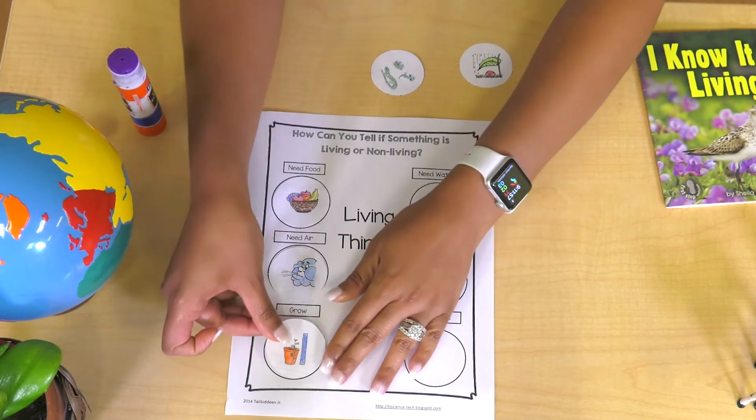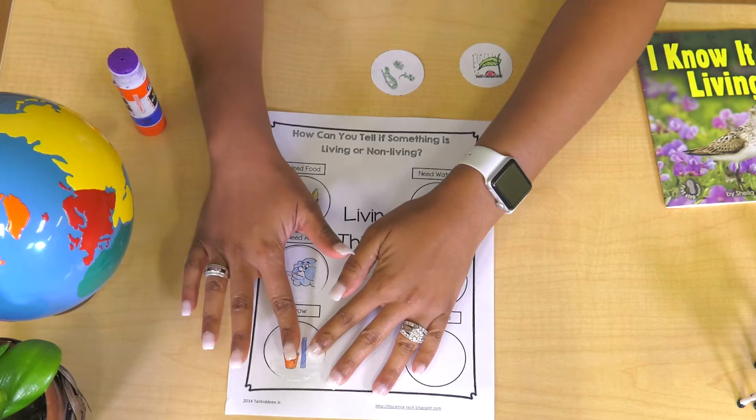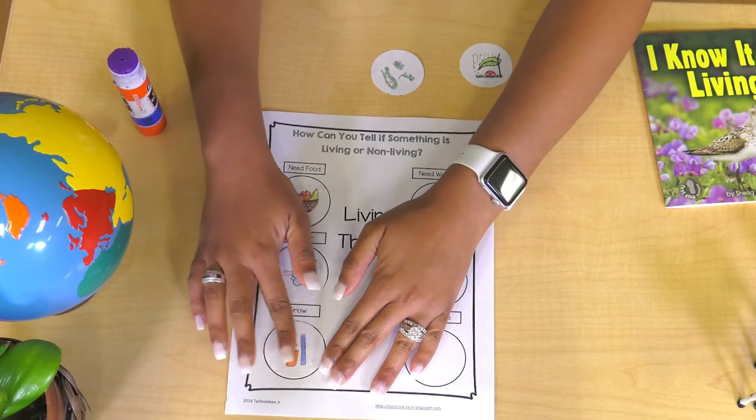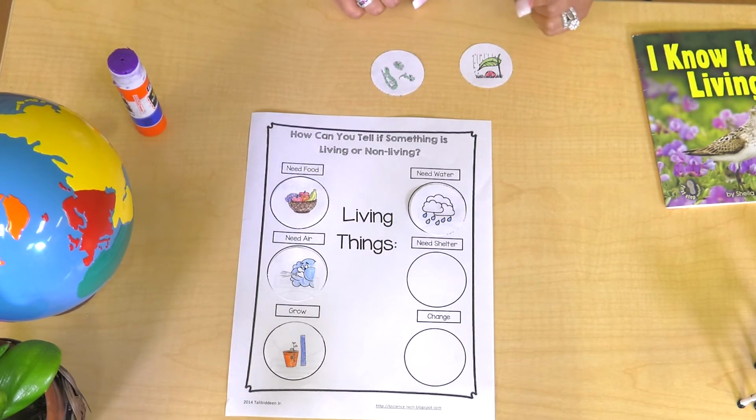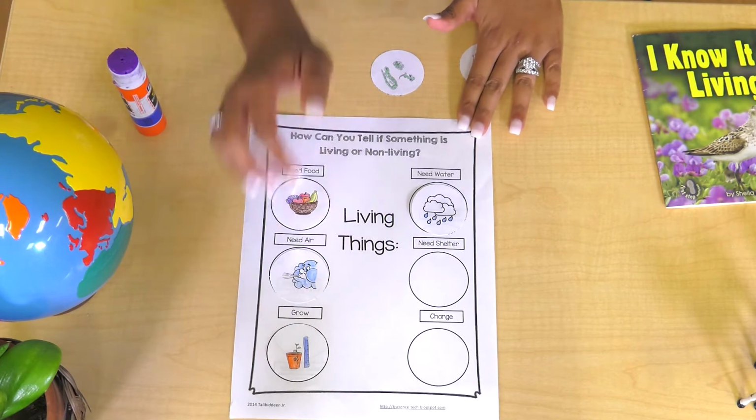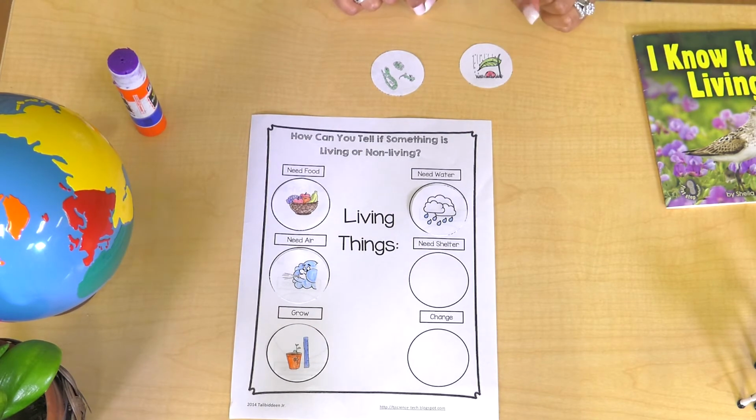You are changing every day. You're getting taller. Plants and animals change. They grow taller or even change in characteristics as far as hands or feet. They get bigger. So living things grow.